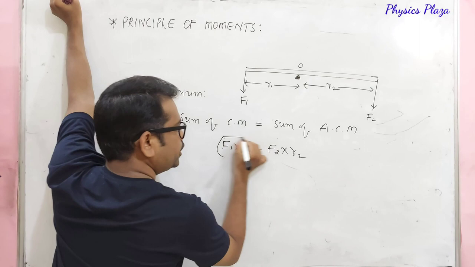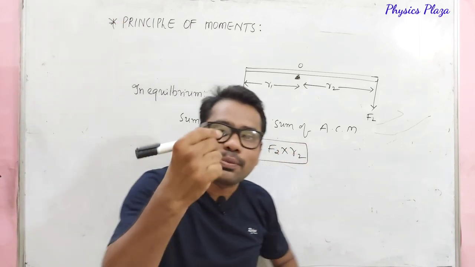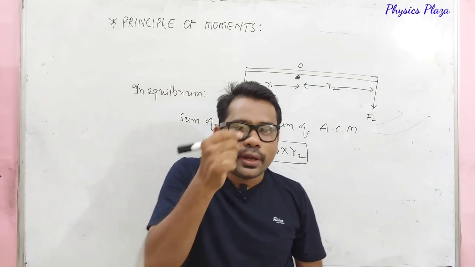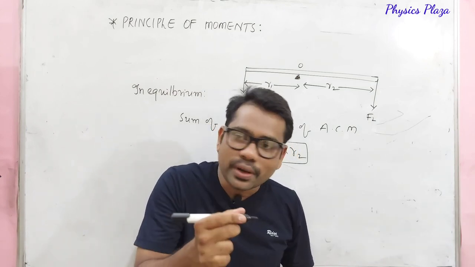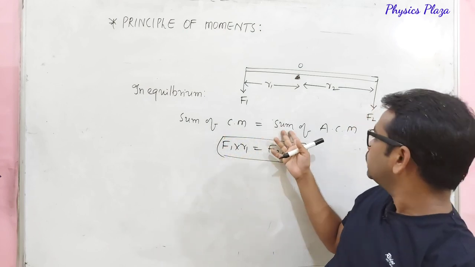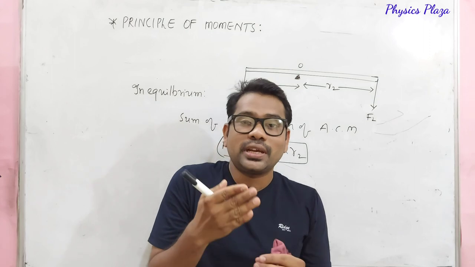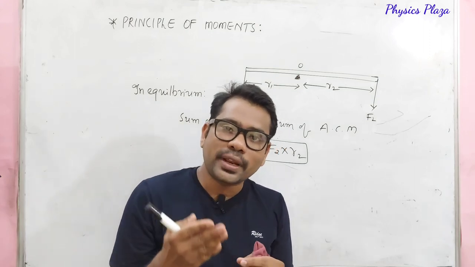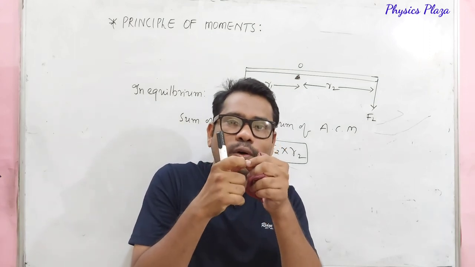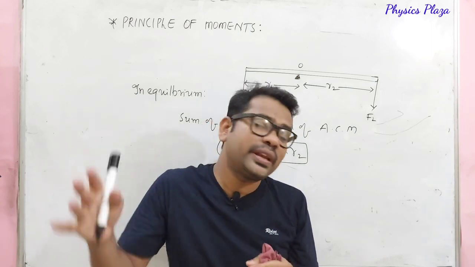This is what you should also write in the exam. If they ask you to state the principle of moments, you should write: according to the principle of moments, in equilibrium, the sum of the clockwise moments of force should be equal to the sum of the anti-clockwise moments of force. In this unit, we are going to solve numericals based on this, using a 1 meter rule and a half meter rule when it is pivoted. It's very important.